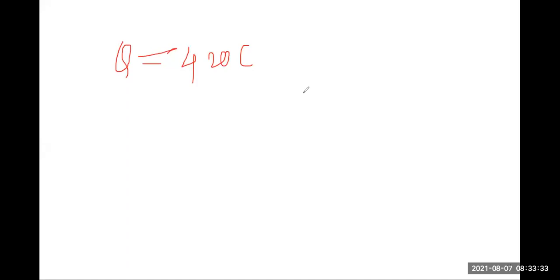So again, I'm going to read the same problem. What is the current if a charge of 420 coulomb flows through a conducting wire in 5 minutes? What is given here? First, charge is given, so Q's value is given. Then time is given: 5 minutes. We have to convert these 5 minutes into seconds. So 5 minutes is equal to 5 into 60.